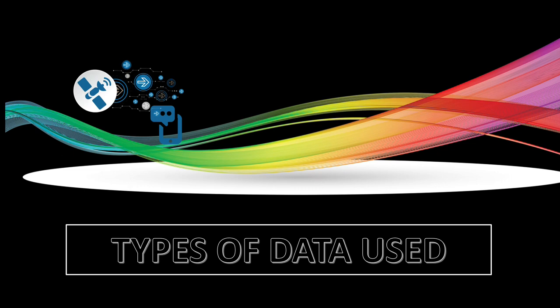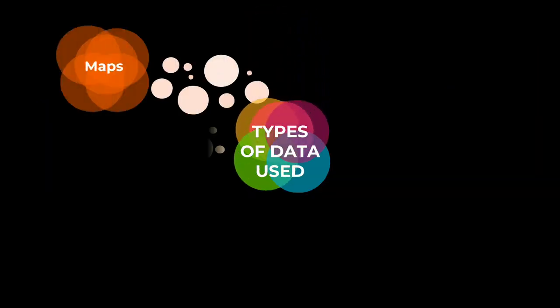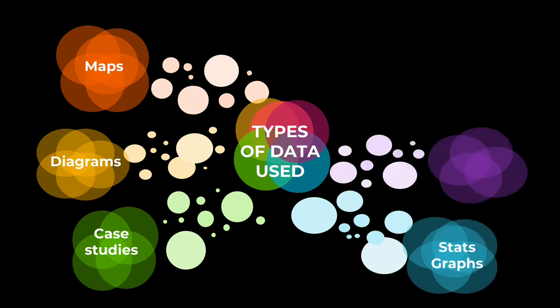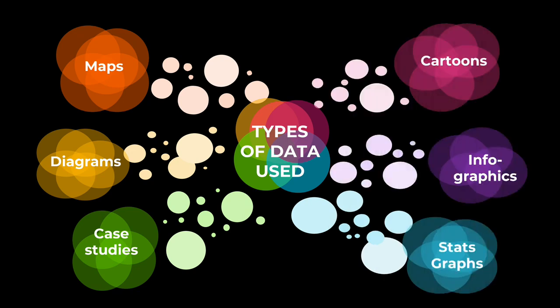Now, when it comes to your data response questions, what are the types of data that are generally used? Maps, diagrams, case studies, statistics or graphs, infographics and cartoons. And we are very, very briefly going to look at each of these types of data. Now, learners, the common thing that you're going to pick up at each of these is that before you even look at the questions, whether it's a map, whether it's a diagram, whether it's a case study, etc., look at the data that you are given.